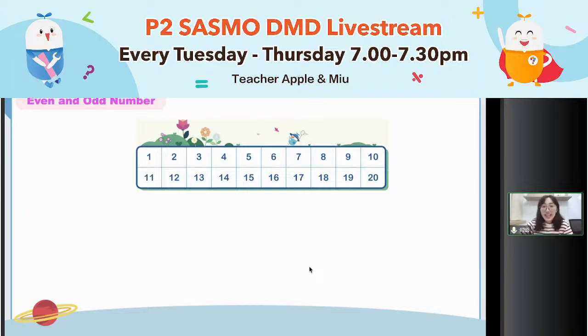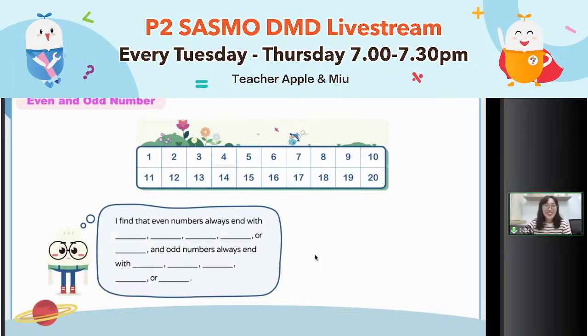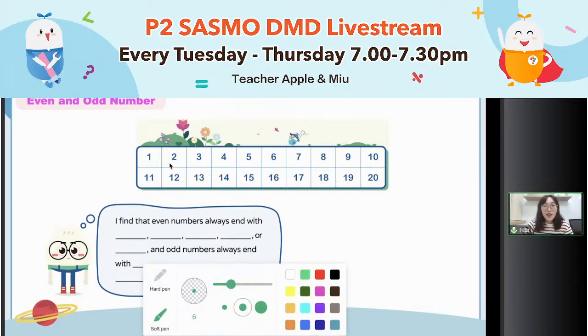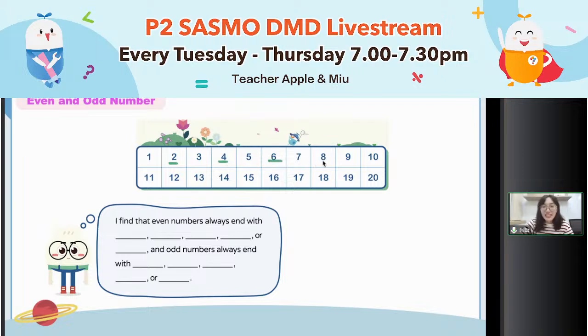And then move on to the second key point. Actually, I think this one is very easy for you. I find that even numbers always end with, could you please tell me what are the last digits of an even number? What is the last digit? Yeah, you can just check that from the table, right? We have 2, 4, 6, 8, 10. And then move on, 12, 14, 16, 18, 20. And then move on, 22, 24, 26, 28, 30. So you can see that the last digit of an even number is always 2, 4, 6, 8, and 0.